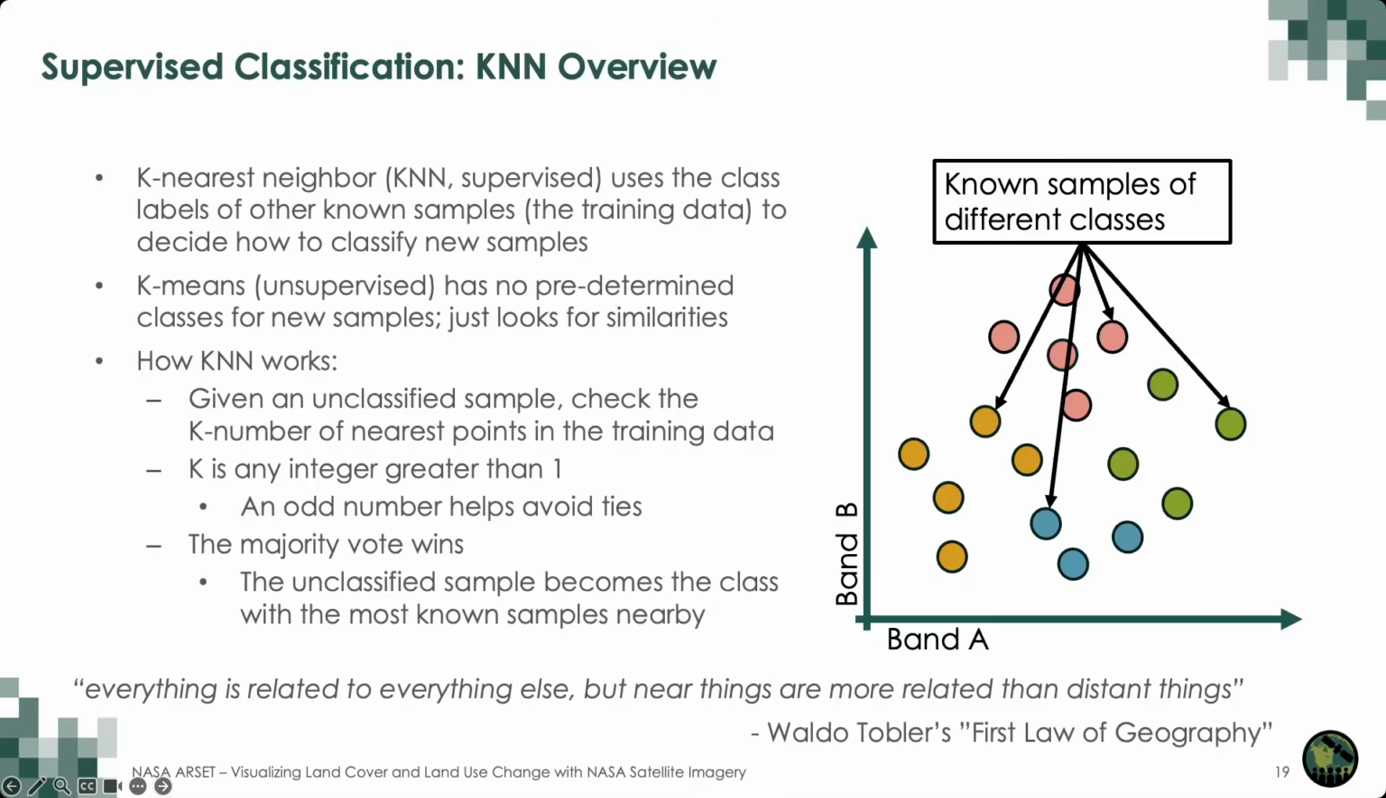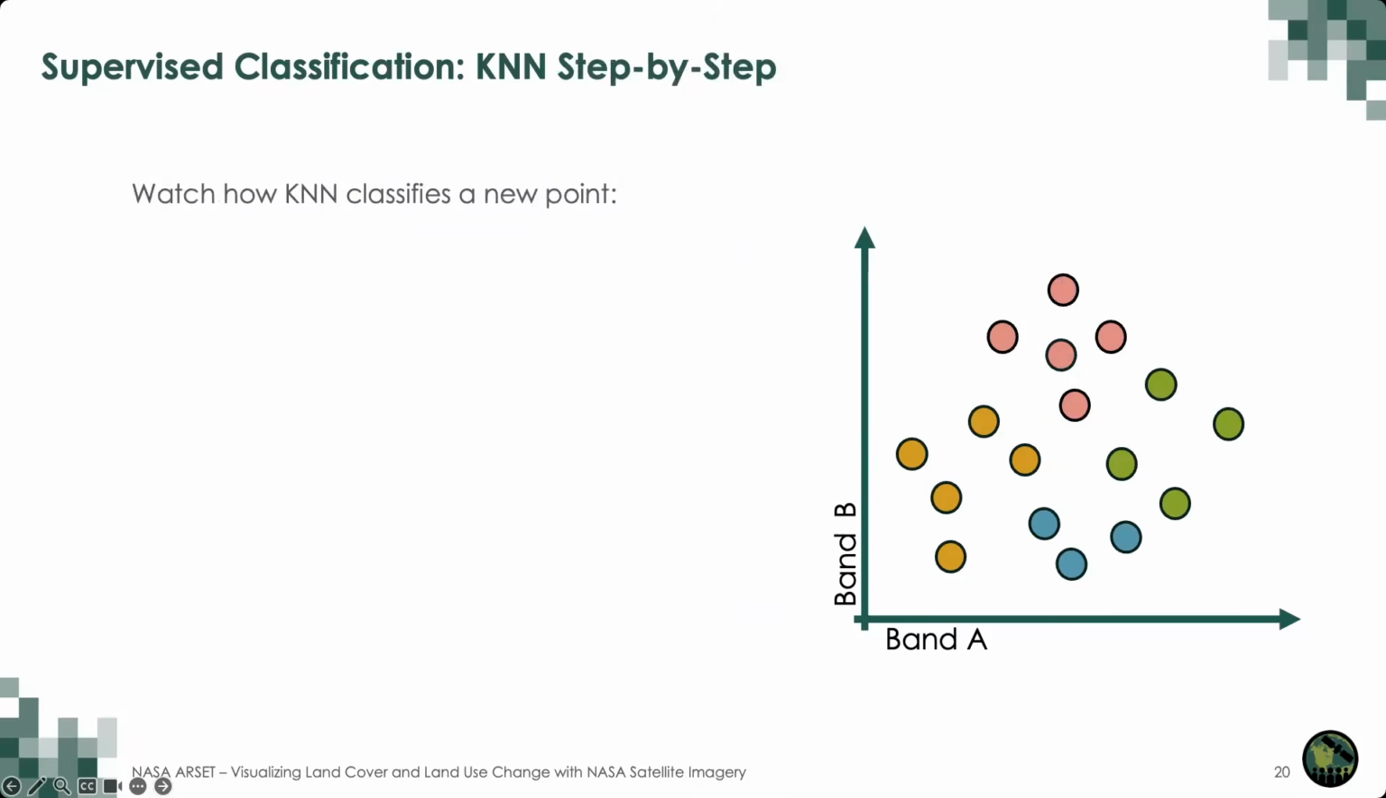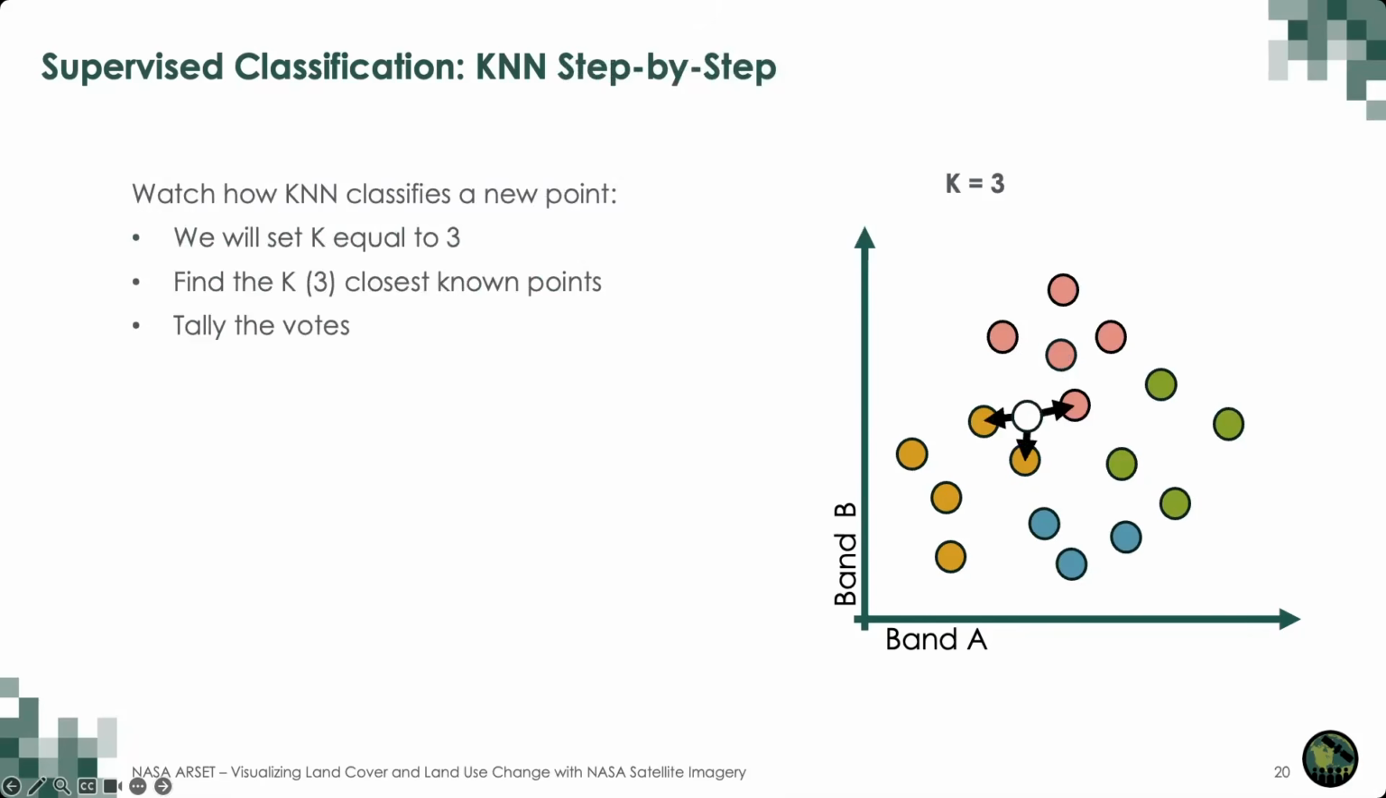The points on the right are examples of known samples of different classes where each class is represented by a different color. We can go through an example step by step to see how this works in practice. Watch how k-nearest neighbor classifies a new point. We'll set k equal to 3, find the closest neighboring points, tally the votes, and the class that's most frequent in the list of neighbors is the class of the new point.